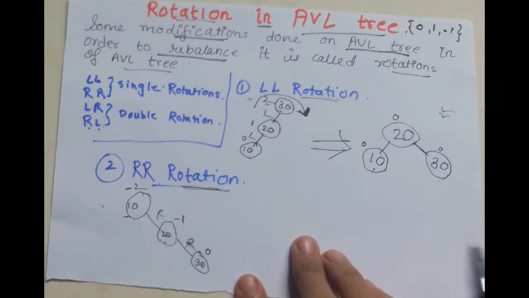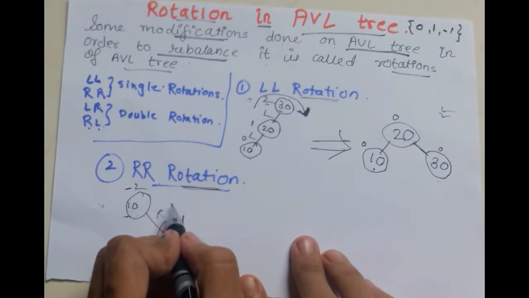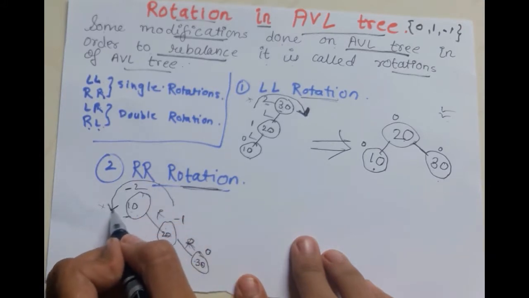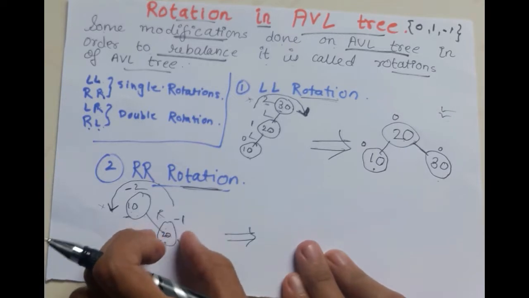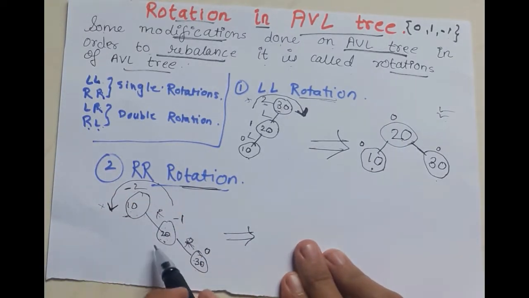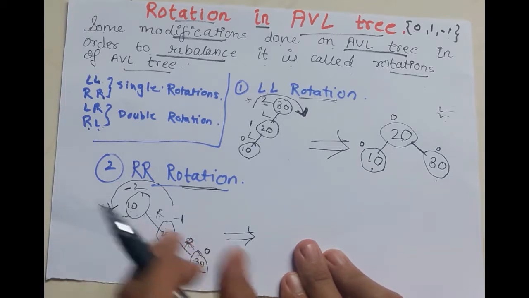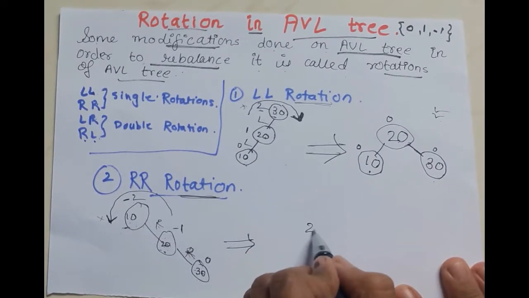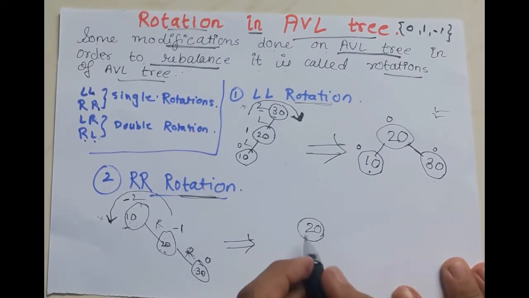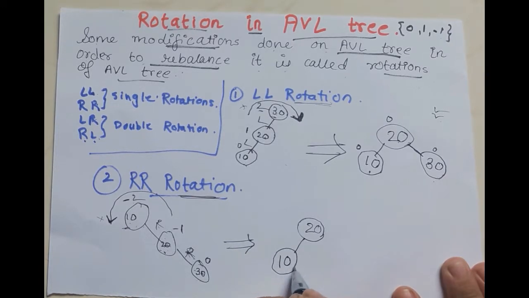So in RR rotation, what do we do? We rotate the tree in left like this. Okay. And after rotation, what will we get? We'll get 20 as the root. 10 will be pulled. It will be to the left of 20. Like it will be left subtree for 20 and 30 will be the right subtree for 20. Okay. Like this. 20 will be the root. 10 will be to the left of 20 and 30 will be to the right of 20.